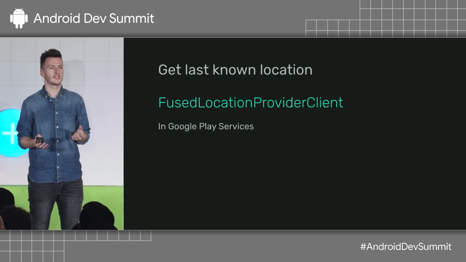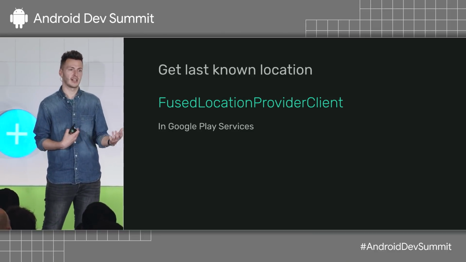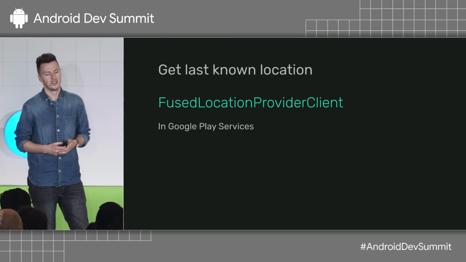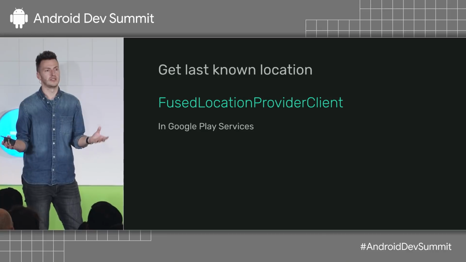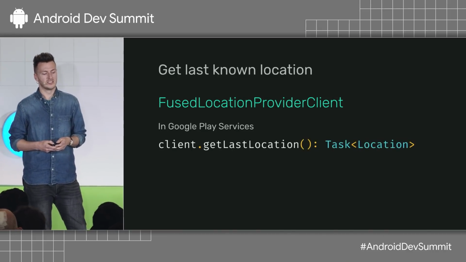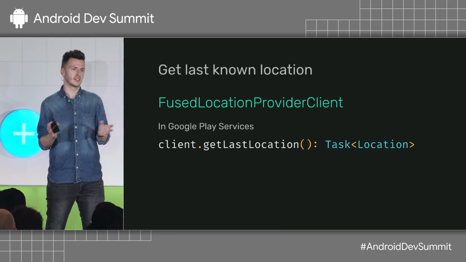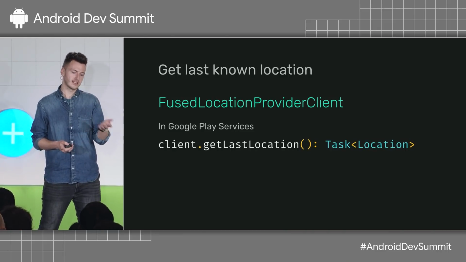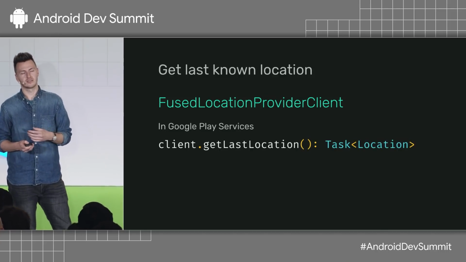It's actually kind of cool because it combines all the different providers we have, like Wi-Fi and GPS and mobile and Bluetooth. It provides all those providers for you in one single API, so it's actually a really nice API to use. It returns a task, which is a kind of future-y type thing that the Play Services library has. You call client.getLastLocation, and it returns a task.